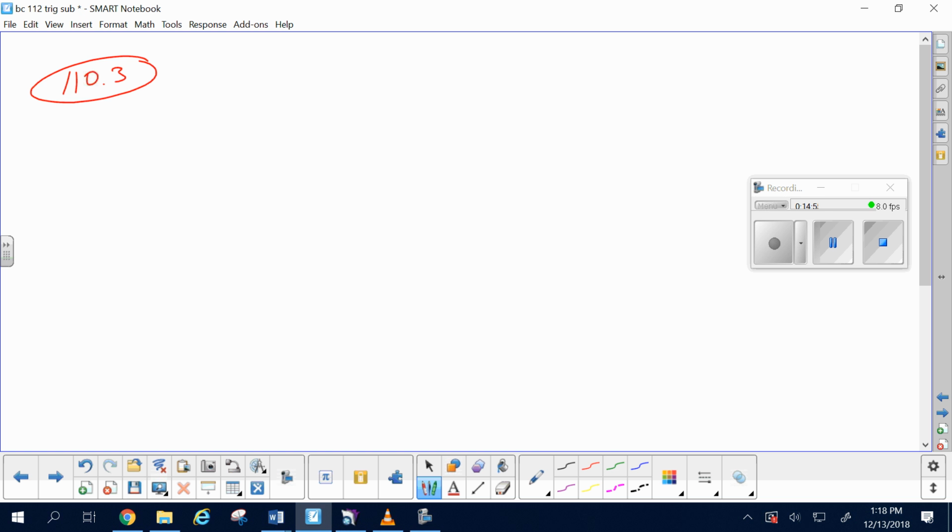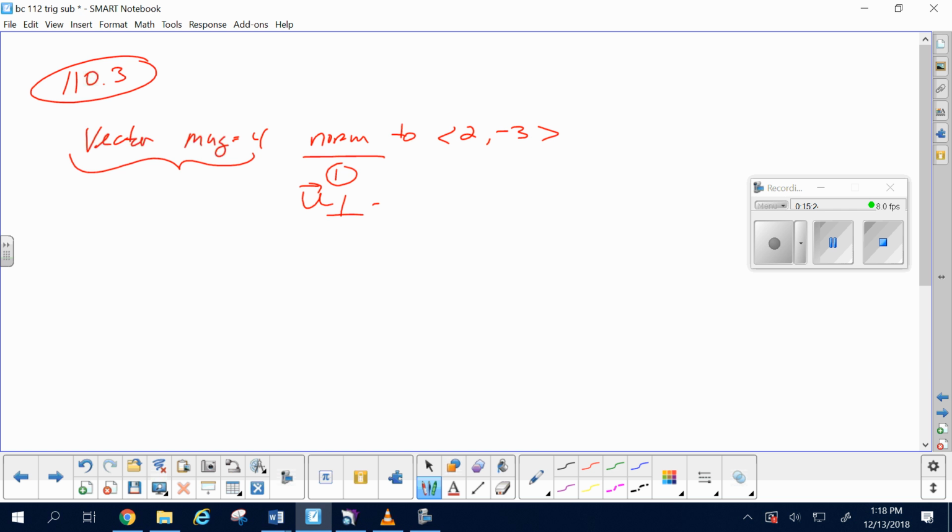The vector of length 4 that's normal to 2, -3. A vector with magnitude equal to 4, normal to 2, -3. Okay, so I'll do this part second. Let's do this part first. What's a vector normal to 2, -3? 3, 2, exactly. Switch and change one sign. So 3, 2 is the most logical way to go.